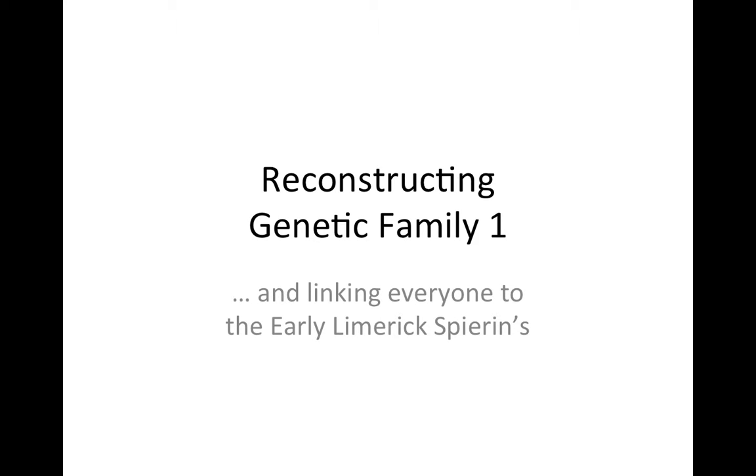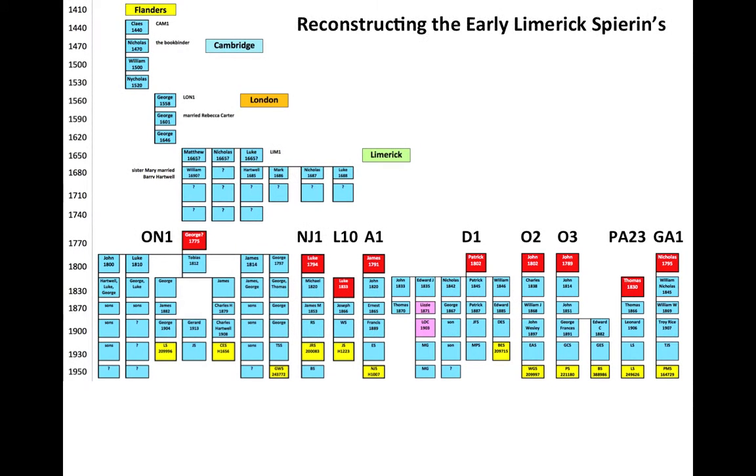Right, the next video is talking about reconstructing genetic family 1. Now, genetic family 1 is the family whose members all go back to Limerick at the beginning of the 1800s, and we've established that because we are all genetically related to each other, we can piggyback on certain families who have a connection to the Hartwell Spierin family of early Limerick in the early 1700s and late 1600s.